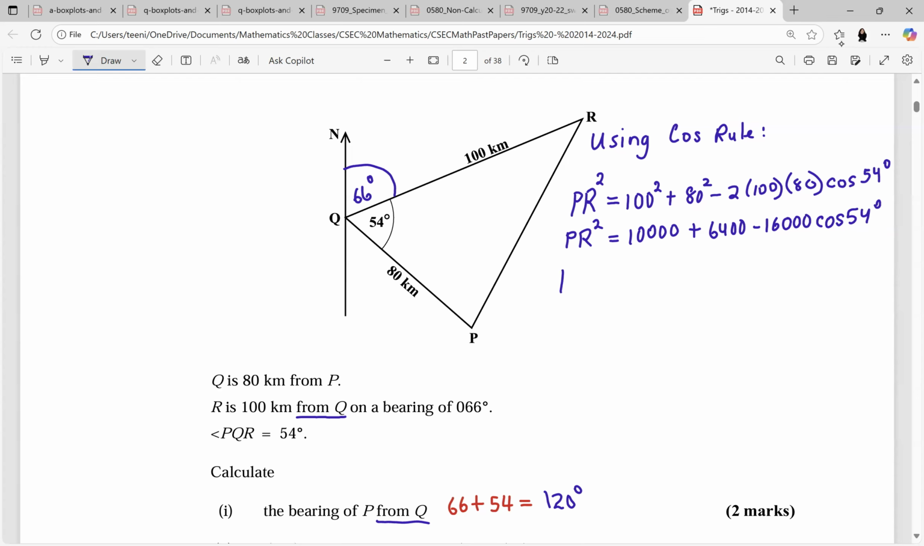Okay, so then the next line is we're gonna work out this whole thing. Type in this whole thing in your calculator here: 10,000 plus 6,400 minus 16,000. And tell me what you get. It'll be a big number.